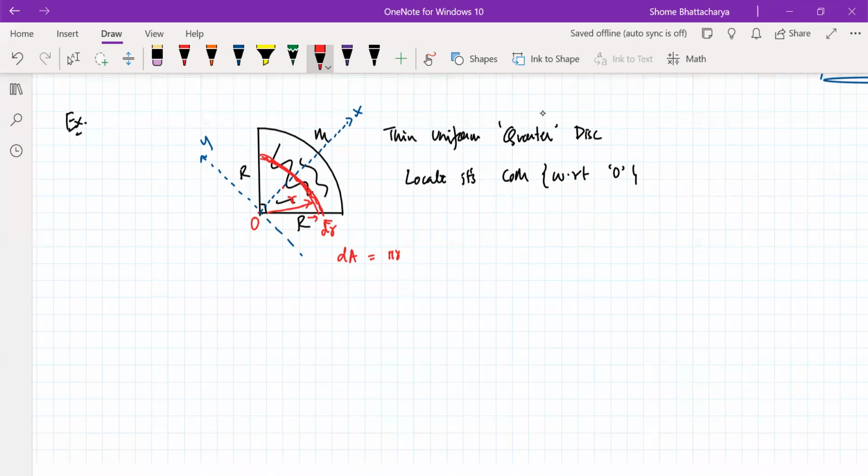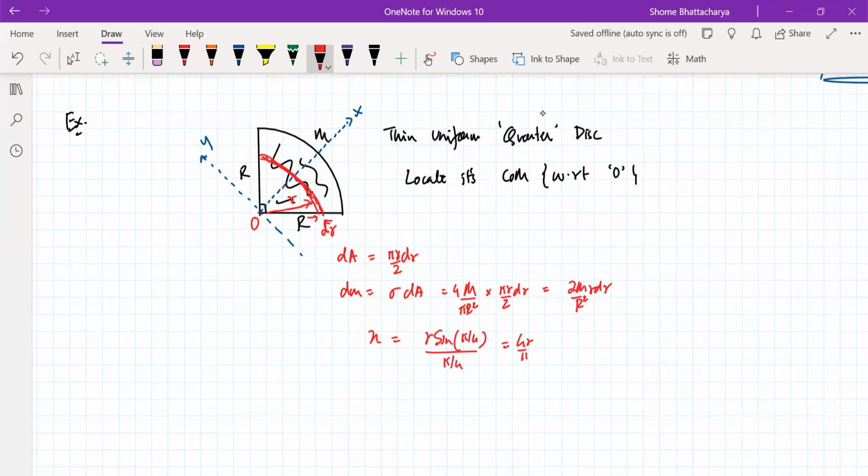Pi r by 2 dr, that is the area of the quarter ring. So dm is... okay, that's dm. And now the x coordinate of this one will be r sine alpha by 2, divided by alpha by 2. So that is pi by 4 divided by alpha by 2. So that's pi by 4. So 4r by pi into 1 by root 2, or 2 root 2 r by pi.